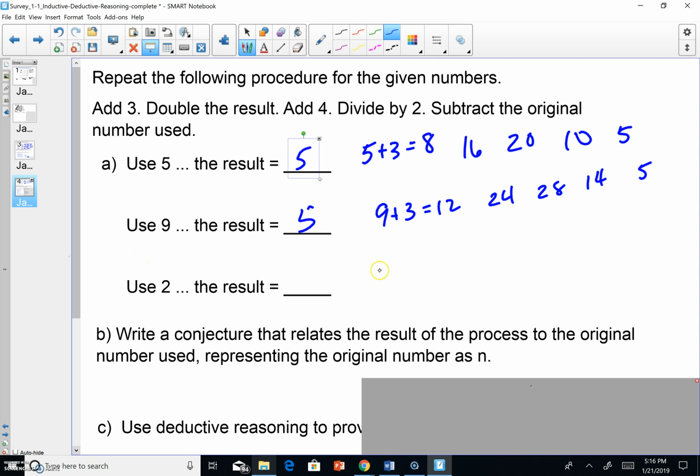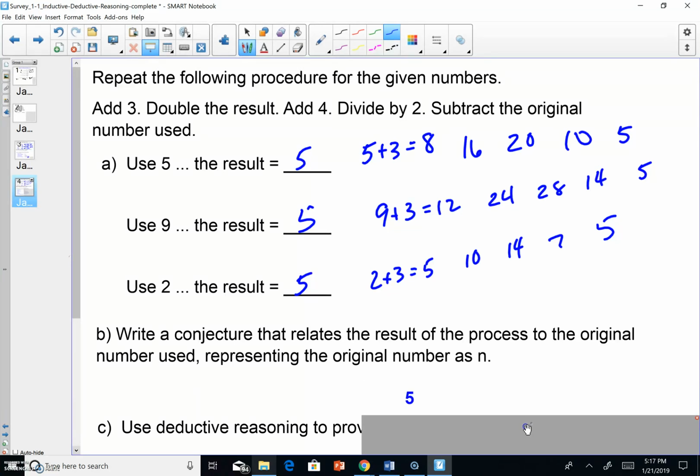Let's try a third one. So 2 plus 3 is 5. Sorry, my pen's switching on me. 5, and then we're going to double it, 10. Add 4. And divide by 2, and subtract the original number. Well, 7 minus 2 is, sure enough, 5. So it seems like the original number I start with doesn't even matter. My answer is going to be 5. That's what I would suspect my conjecture is. So I'm going to say if my original number is n, doesn't matter. My answer is going to be 5.